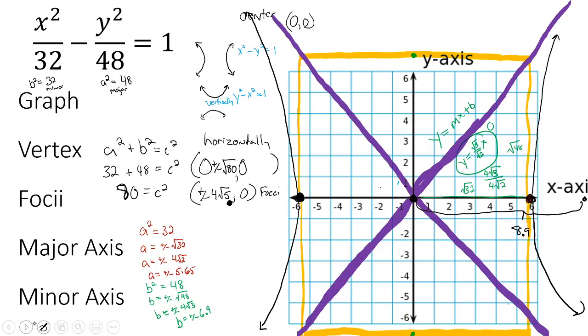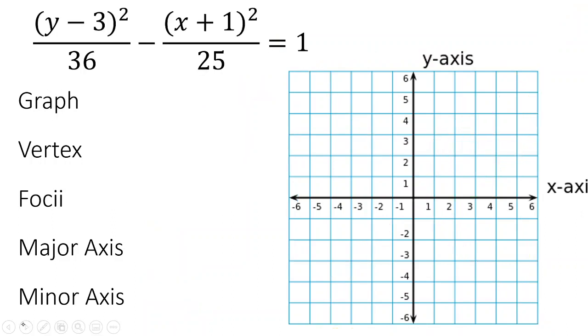All right, let's move forward. Here's another one. This time the center, the vertex, the center has changed. So instead of 0, 0, it's at 3, negative 1.